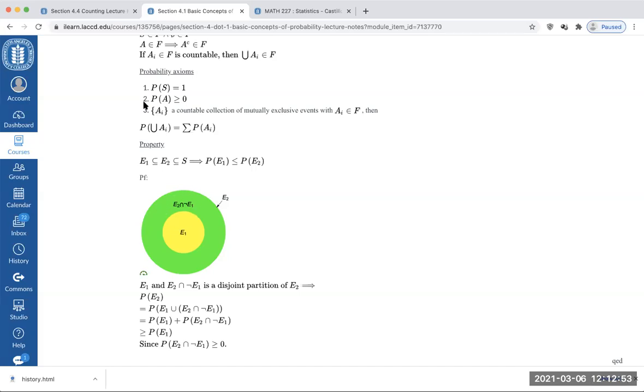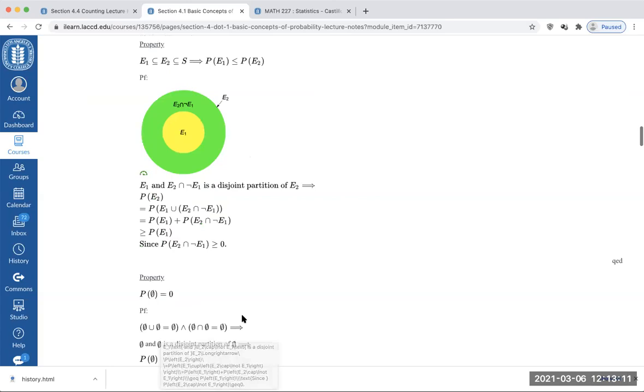But by the second probability axiom, this probability is always greater than or equal to 0. Therefore, the probability of E2 is greater than or equal to the probability of E sub 1. And that's what you want to show.